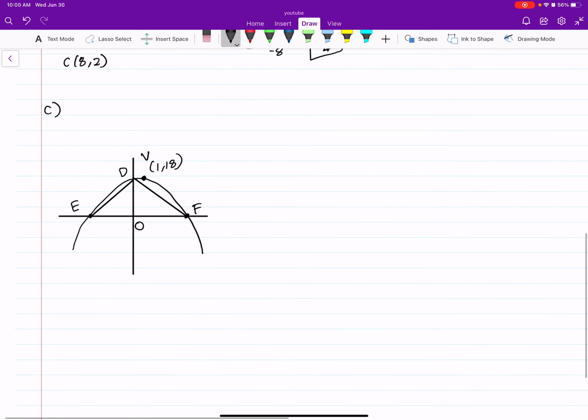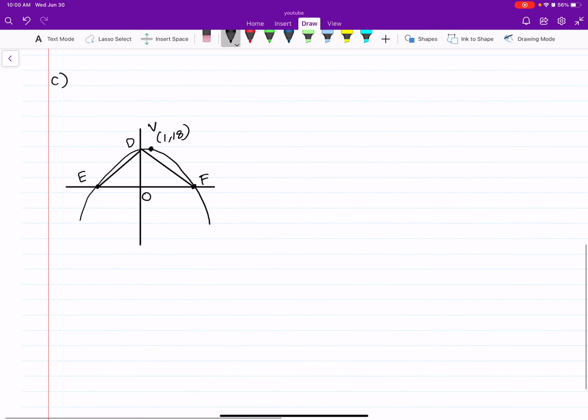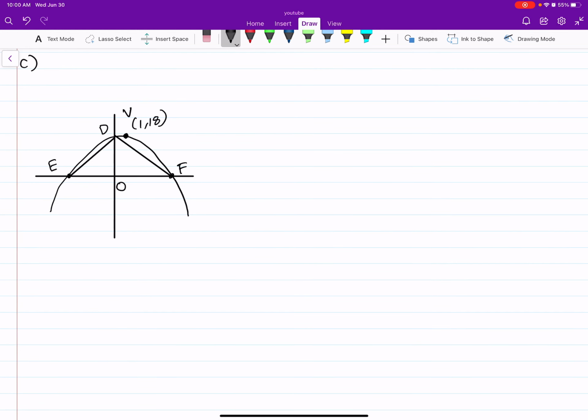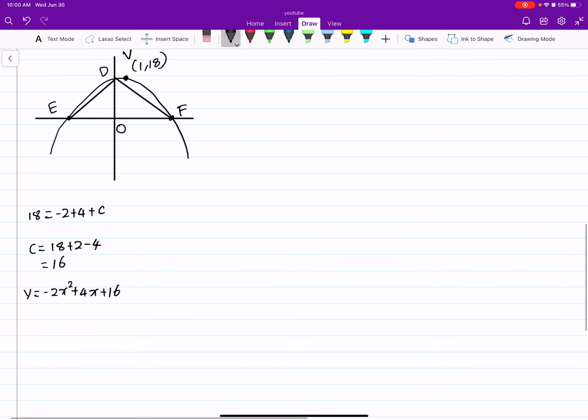So first, let's try to find c. We have the equation, now plugging in the point. So 18 is equal to negative 2 plus 4 plus c. c is equal to 18 plus 2 minus 4, which is equal to 16. So we have the equation negative 2x squared plus 4x plus 16.